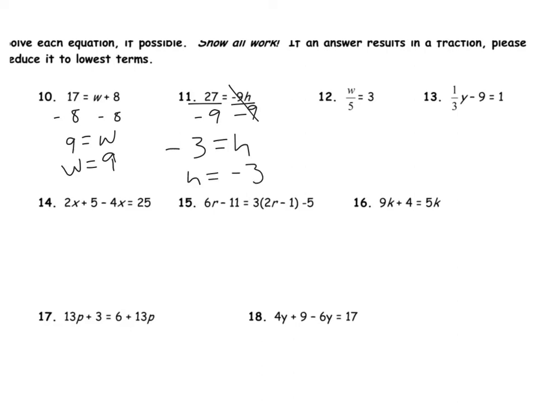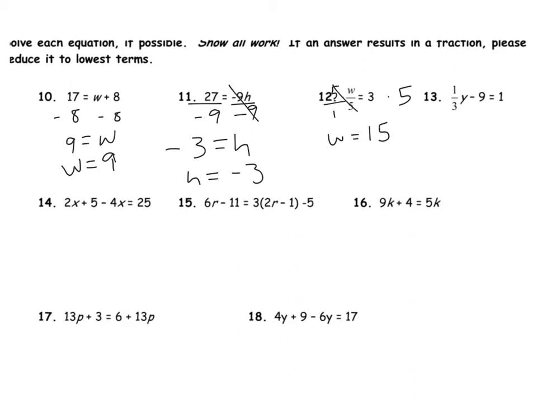On number 12, it's saying w divided by 5. So I'm going to do the opposite of that, or the inverse. I'm going to multiply by 5. This is going to cancel, leaving me with w is equal to 15. Number 13. This one is a two-step equation.